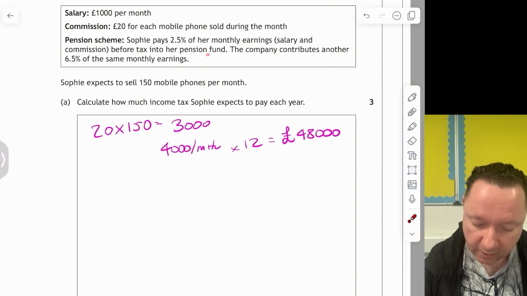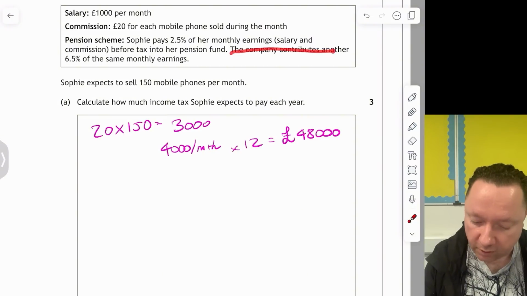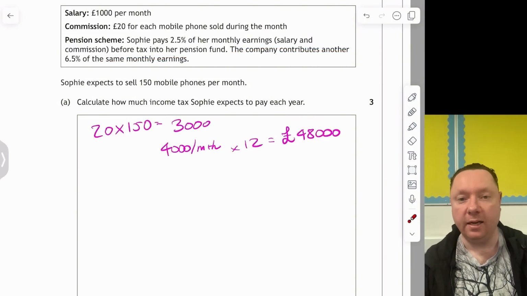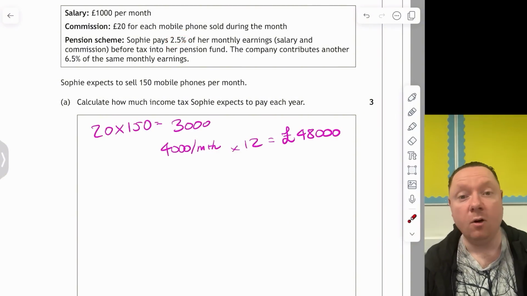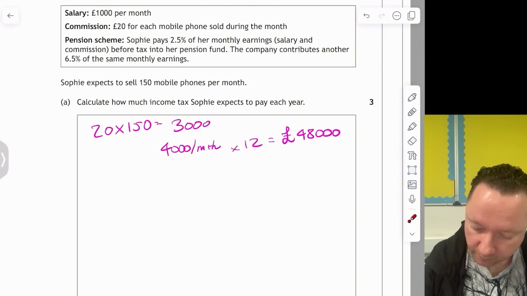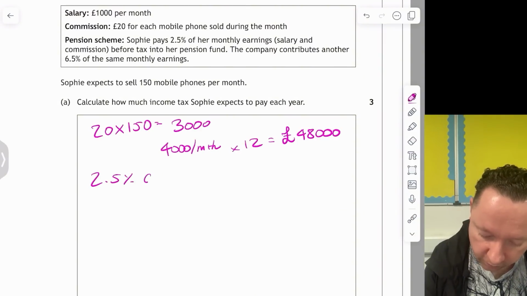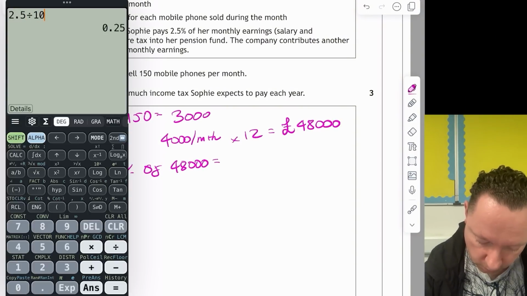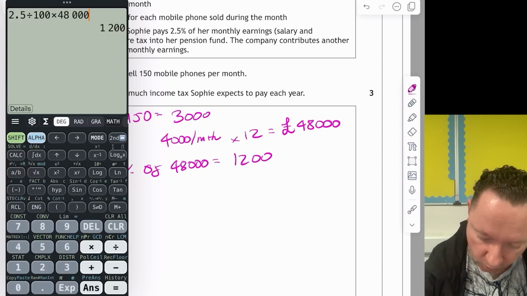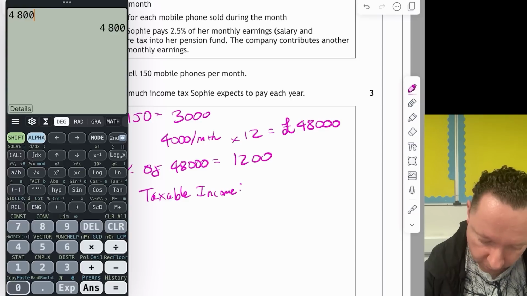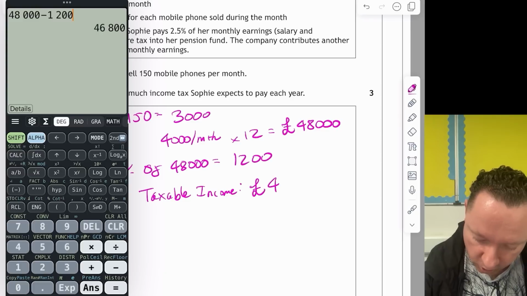2.5% before tax in our pension fund. Don't worry about the company's one. They just put that money in, that's for a later question. It's a 2.5% I need to take off to work out her tax. So 2.5% of 48,000. That's 1,200, so taxable income is 48,000 minus 1,200. 46,800 is what we're going to use.